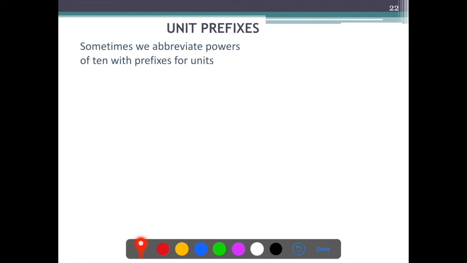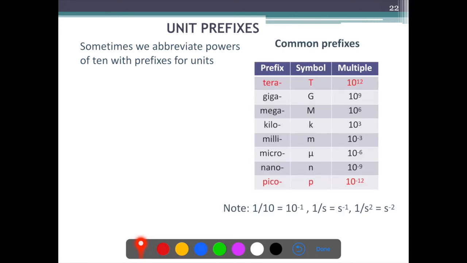Sometimes we'll also abbreviate powers of 10 using prefixes. This is especially useful if we're talking about big numbers that are multiples of 10. And so we have unit prefixes that are added to the base unit. Some common prefixes that you're probably familiar with is kilo. Kilo has a symbol of small k that means 10 to the 3 or 1,000.